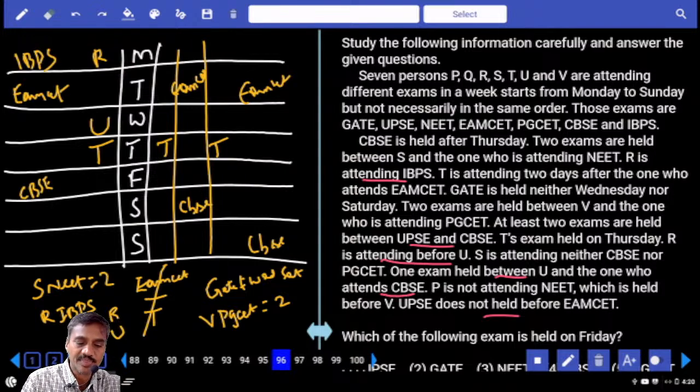R is before U. R is IBPS. And between V and PGCET there must be exactly 2. And GATE is neither on Wednesday nor on Saturday, so GATE can be either Thursday or Sunday.